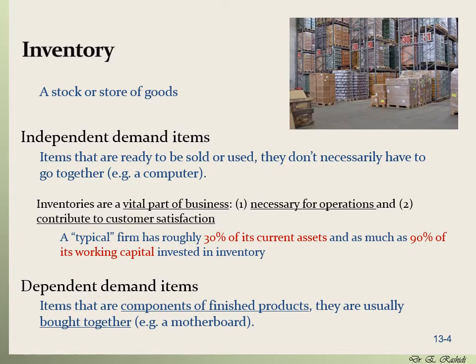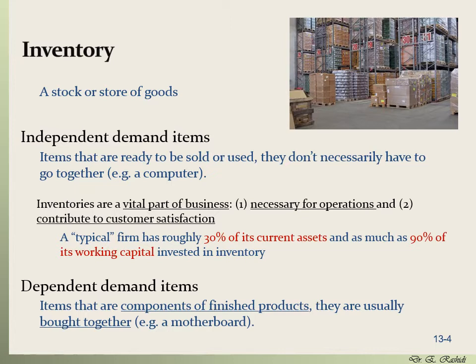What is inventory? Inventory is a stocking or a storing of goods. Inventories are a vital part of businesses. They are necessary for operations and they are also important for customer satisfaction. For manufacturing, for example, you need to have a storing and a stocking of goods so that you can actually produce a number of products based on the inventory that you have from the raw materials. So you need to have a space to store those raw materials or those products and goods.